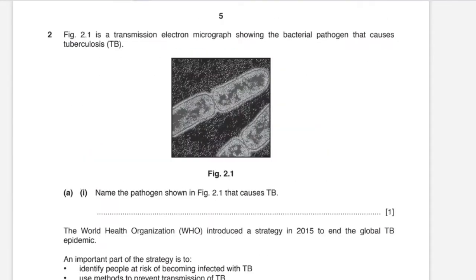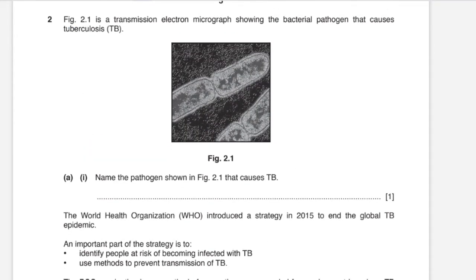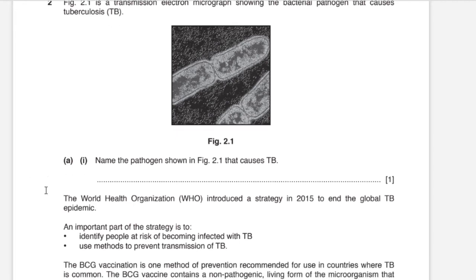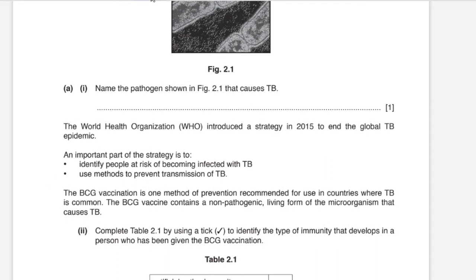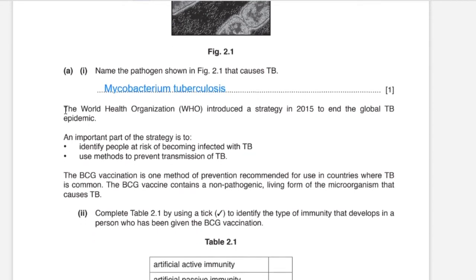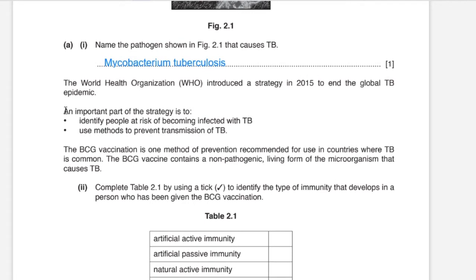2. Figure 2.1 is a transmission electron micrograph showing the bacterial pathogen that causes TB. A1. Name the pathogen shown in figure 2.1 that causes TB. So this could be Mycobacterium tuberculosis or Mycobacterium bovis. You can name any. The World Health Organization introduced a strategy in 2015 to end the global TB pandemic.